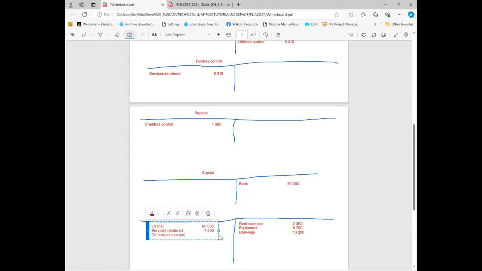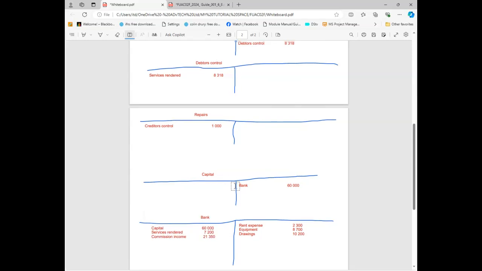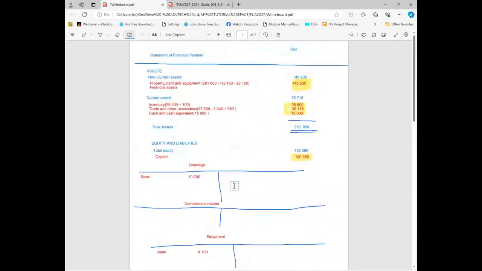Income. It's how much? I think it's 2,350 if I'm not mistaken. Let me just double check. Yes, 2,350. Perfect. And obviously, the commission income will be on the opposite side, which is here. You just write. Any question? No, sir. So far, so good. Yes, sir.